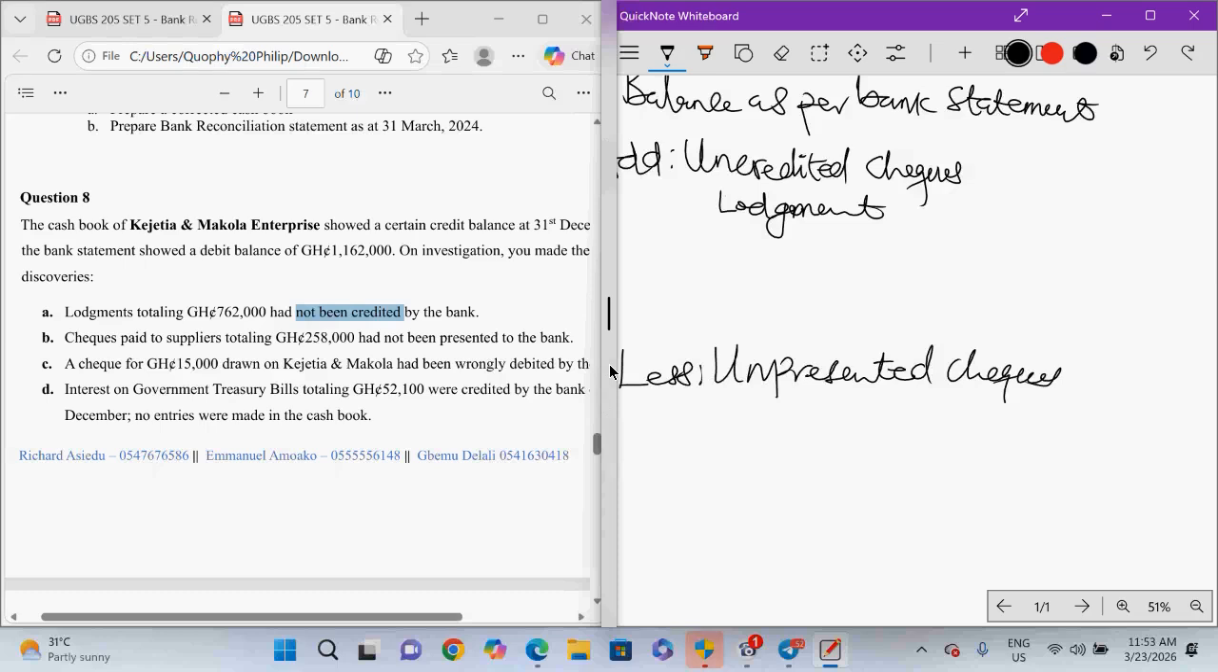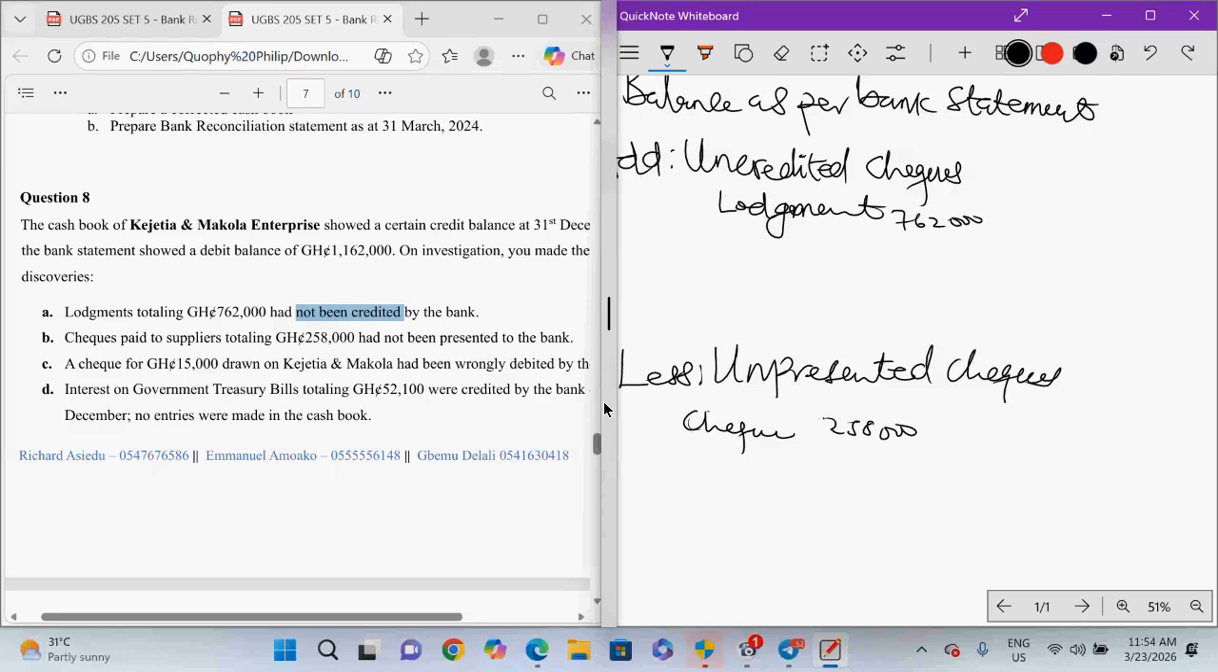So if we were having a physical booklet, I would have written uncredited on your question paper. So that's what you'll be doing, right? Okay, so this is unpresented. A check of 258. Let me just write it here. Check 258. And this is 762. You don't do this on your answer sheet because I'm not having a physical one. That's why. So let's continue.